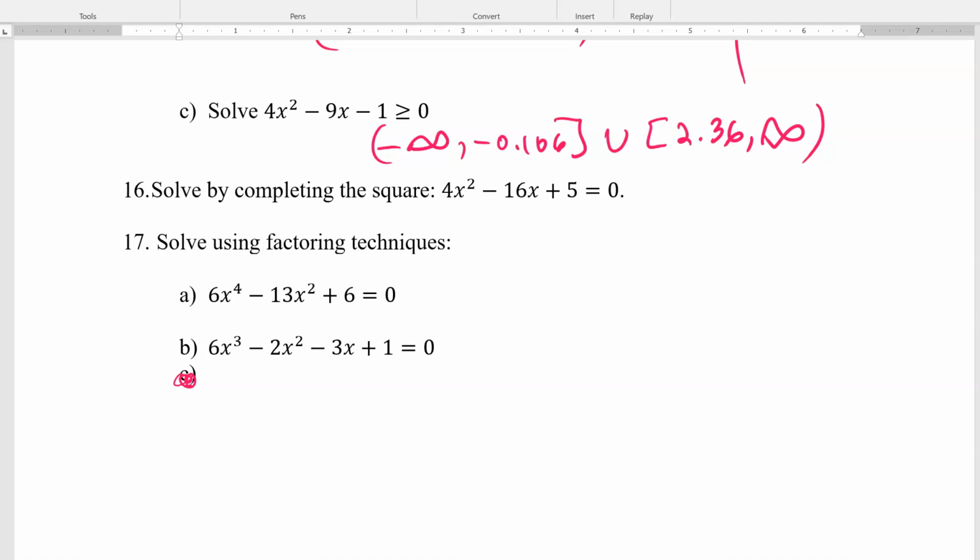So looking at this, solve by completing the square. This sucker is a mess. I do not want to complete the square on this unless this a is a 1. Okay? So actually, here's what I'm going to do. 4x squared minus 16x plus 5.